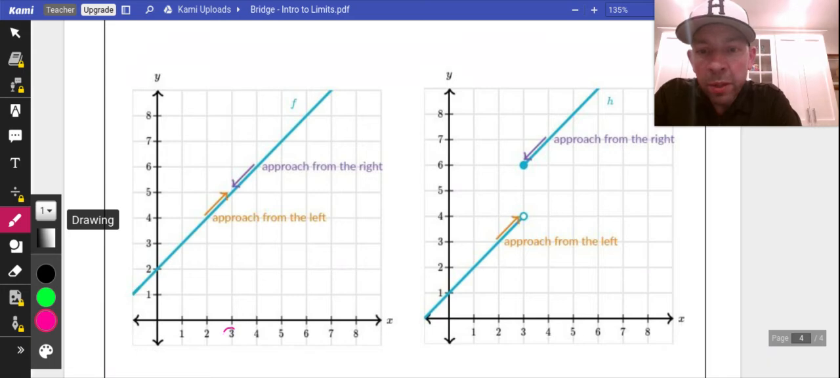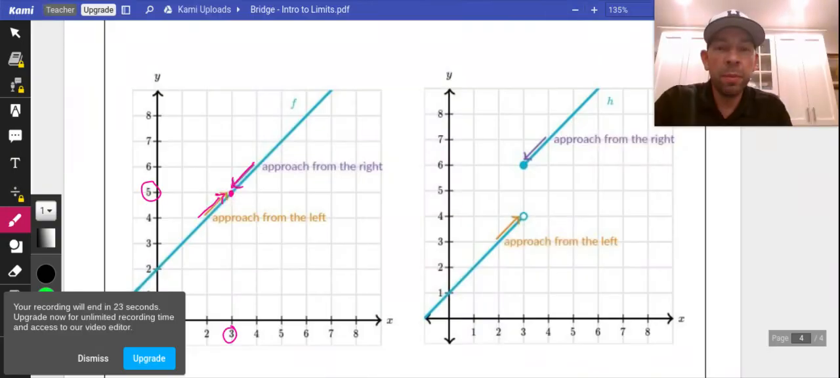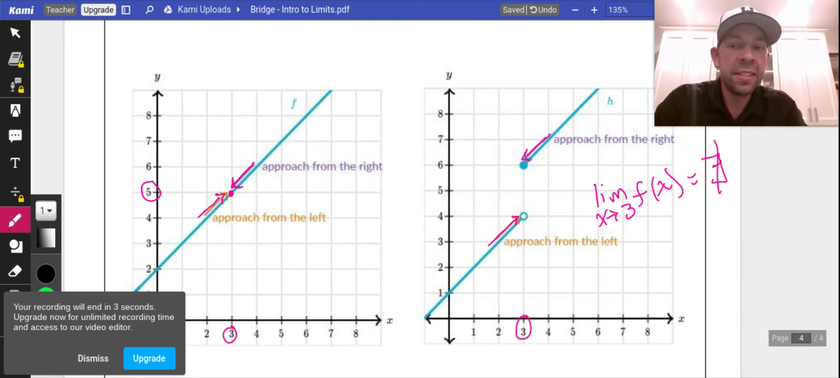Let's say I want to do the limit as x approaches 3, right? Okay, I'm approaching 3 from the left. I'm approaching 3 from the right. They both are approaching 5. Therefore, the general limit or the two-sided limit does exist. But over here in this case, if I want to do the limit as x approaches 3, the limit from the left approaches 4. The limit from the right approaches 6. Those are different. So we would say the limit as x approaches 3 does not exist. And that's the symbol we use.